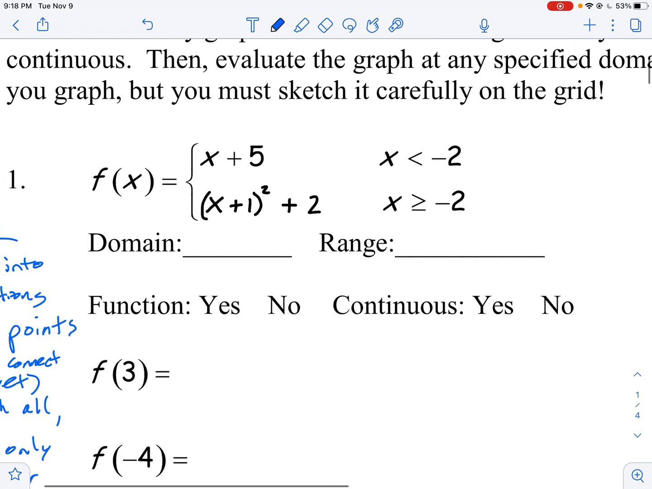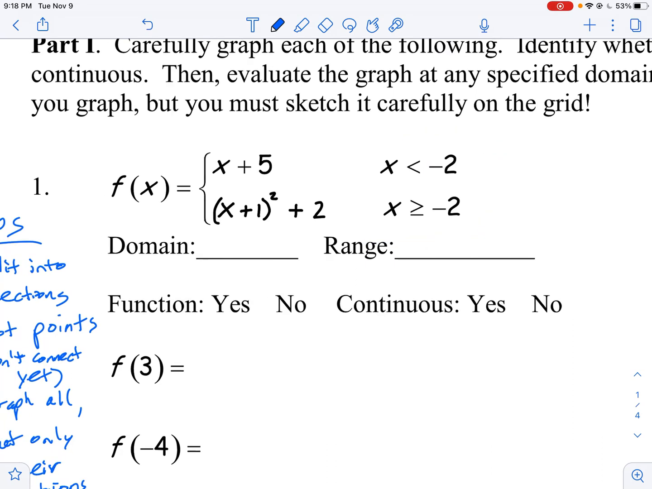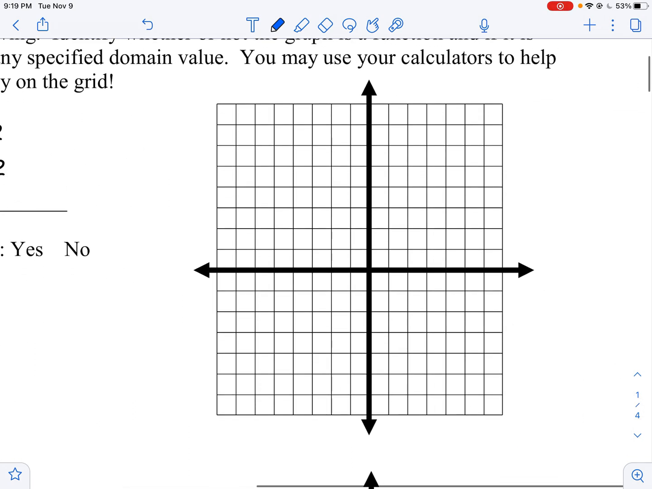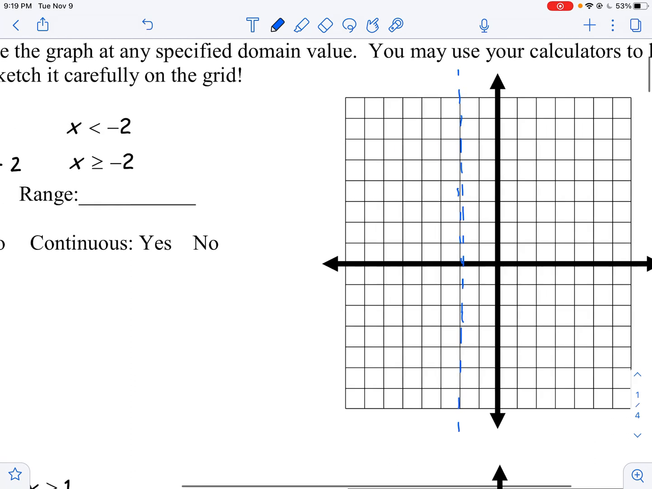So if we look at number 1, we have 2 different functions that we're going to graph. And over here, it gives us what part of the domain has that particular graph. You'll notice that these change where x is -2. So I'm going to come over here to my graph, go to -2, and draw a vertical dashed line here, just to say, okay, this is where things change.